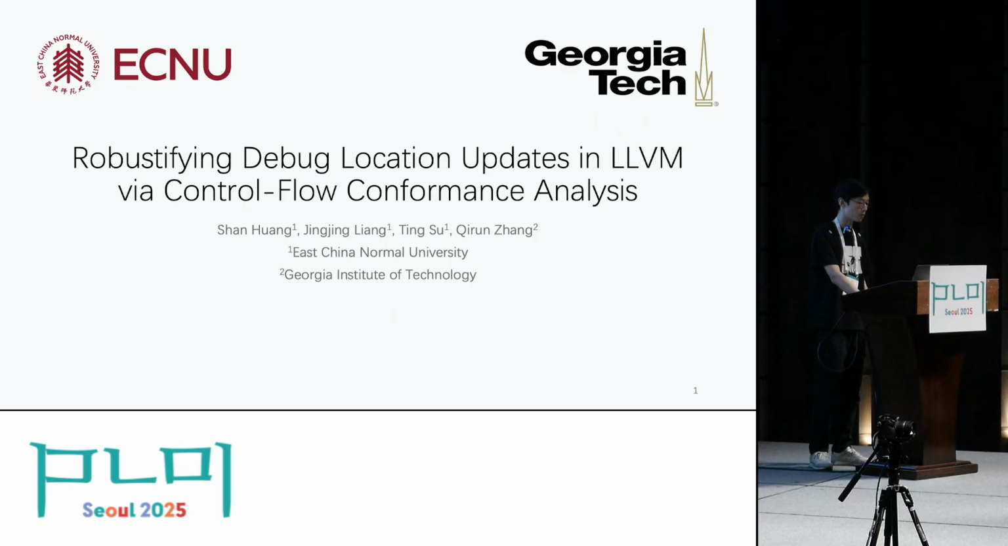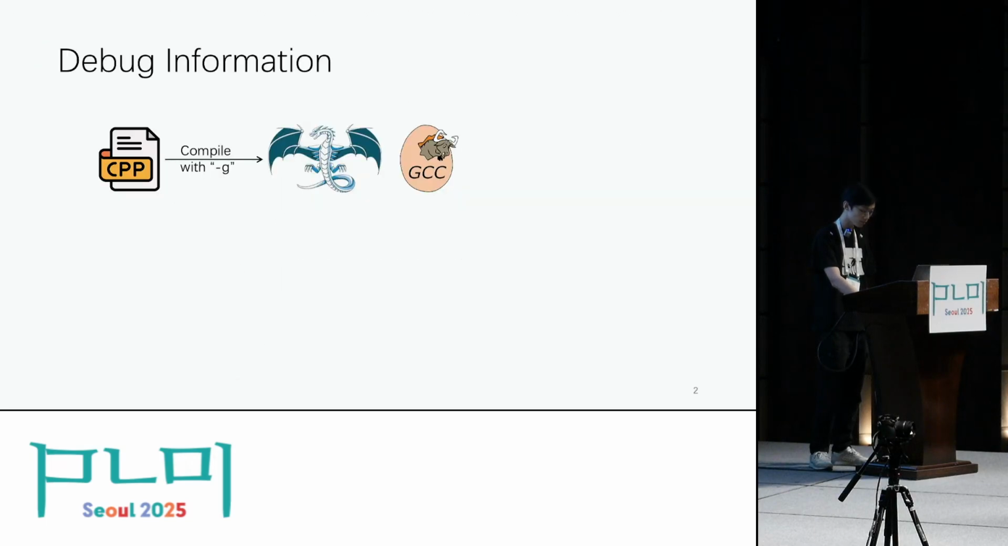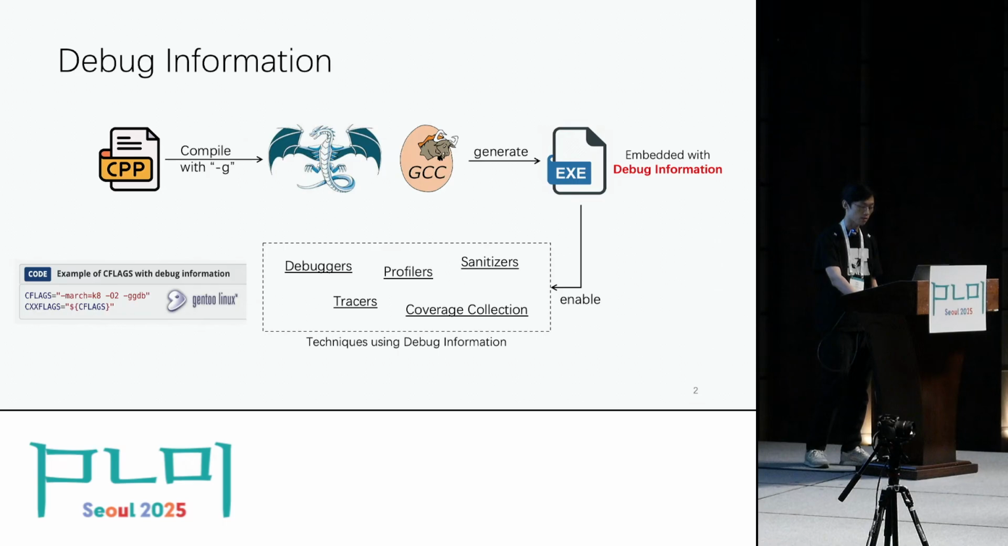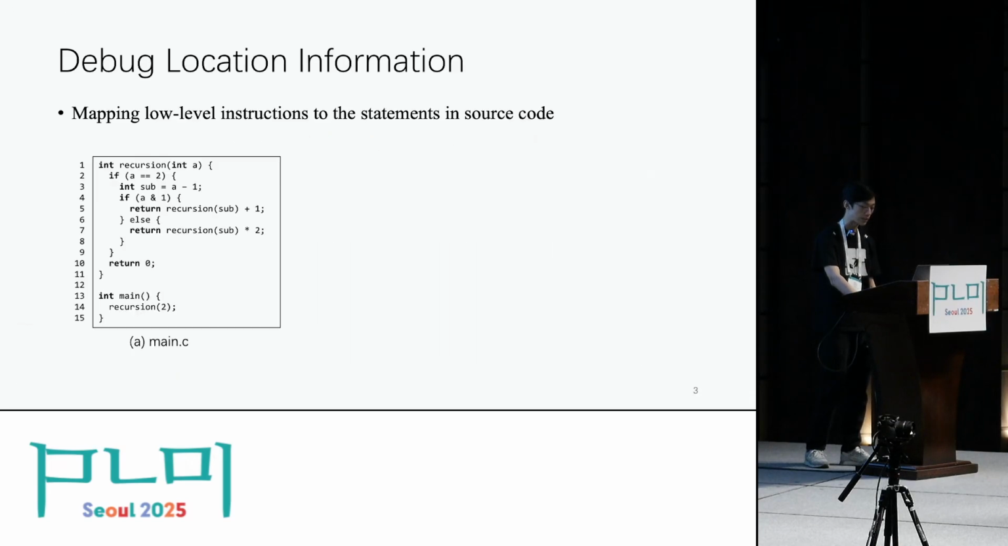Today I'll talk about robustifying debug location updates in LLVM via control flow conformance analysis. When compiling user programs with the flag -g, compilers generate a critical kind of metadata named debug information along with the binaries. The generated debug information enables a variety of important program analysis techniques like debuggers, profilers, sanitizers, tracers, and coverage collection. Due to its usefulness, modern software projects usually recommend adding the -g flag to improve quality assurance support.